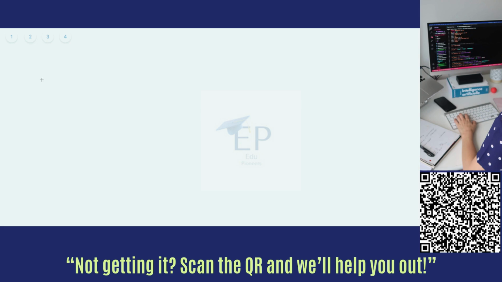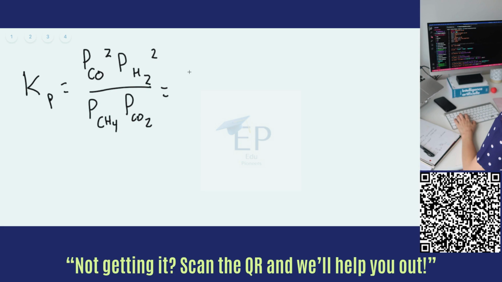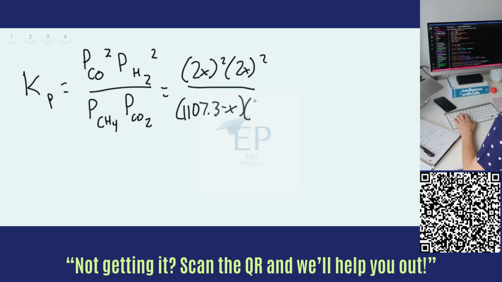So now we want to move into our Kp equation. Kp is equal to the P of CO squared, the P of H2 squared, over the P of CH4 and the P of CO2. And so that's going to end up being 2x squared times 2x squared over 1107.3 minus x times 1002.6 minus x. And that equals our Kp, which is 45 times 10 to the second.